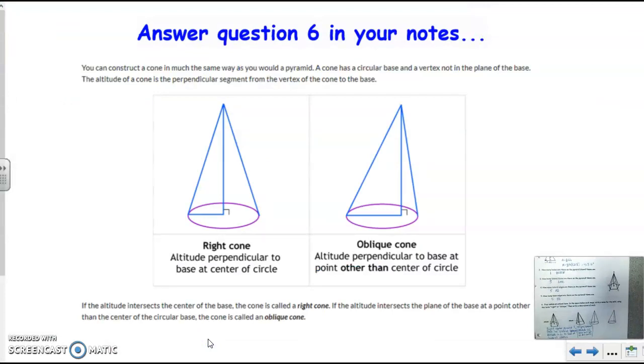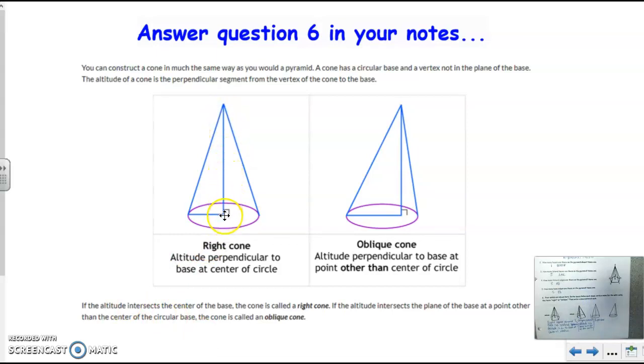All right, let's look at cones. Same thing with pyramids: cones can be right or oblique. A cone's base is a circle instead of a polygon. So we're going to put the same thing here, right cone. And the altitude, you'll notice, is perpendicular at the center of the circle.